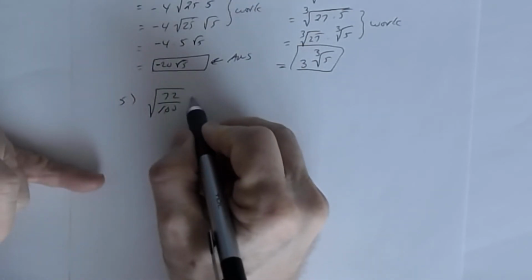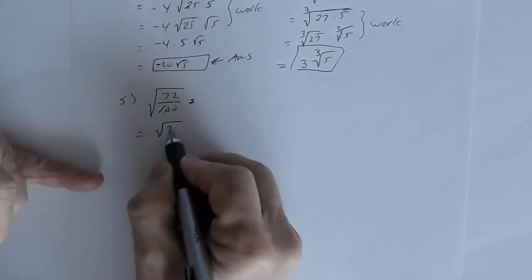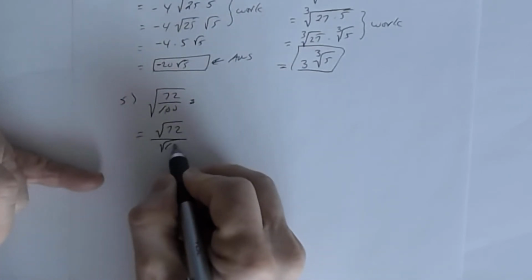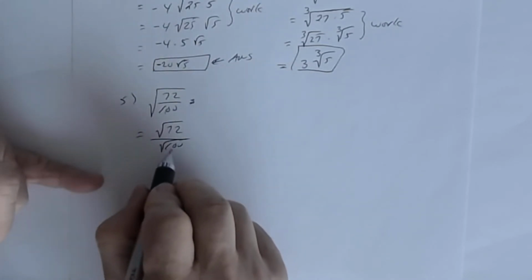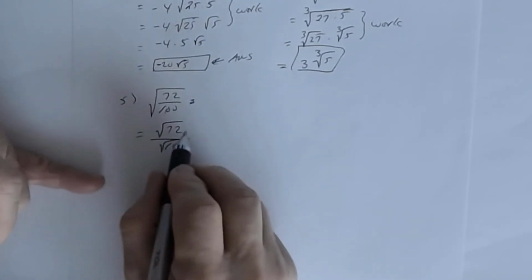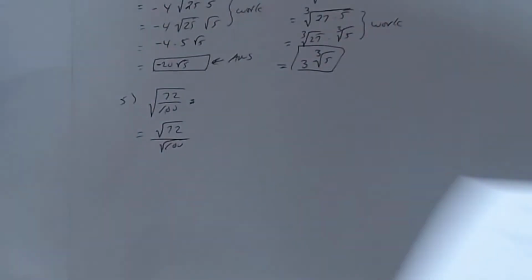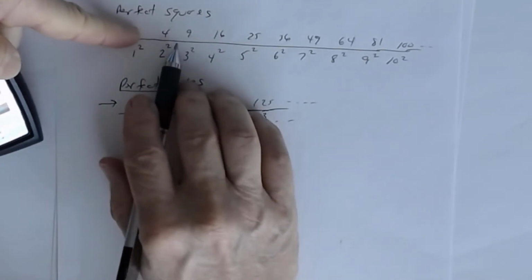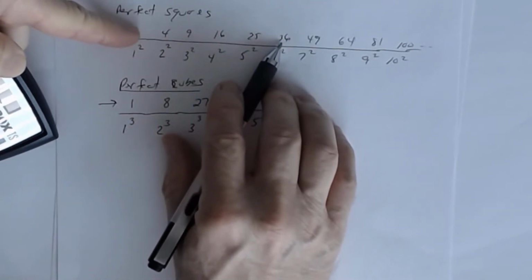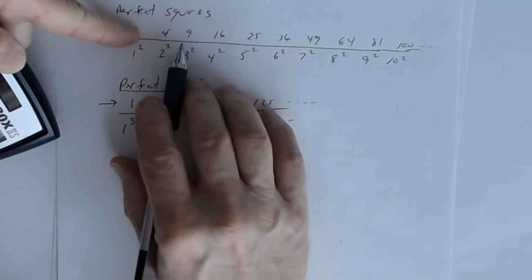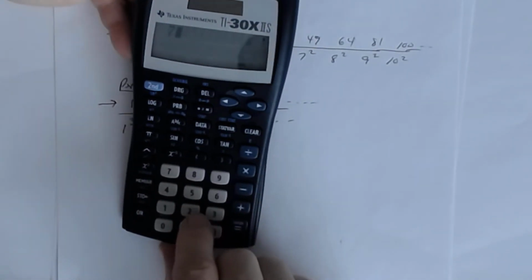All right, so the way I want you to do this is this. So let's do it right here. This will be the square root of 72 divided by the square root of 100, using the quotient rule for radicals. Then notice that 72 is not a perfect square, but besides 1, what is the largest perfect square that goes into 72? The largest one now. Always choose the largest.